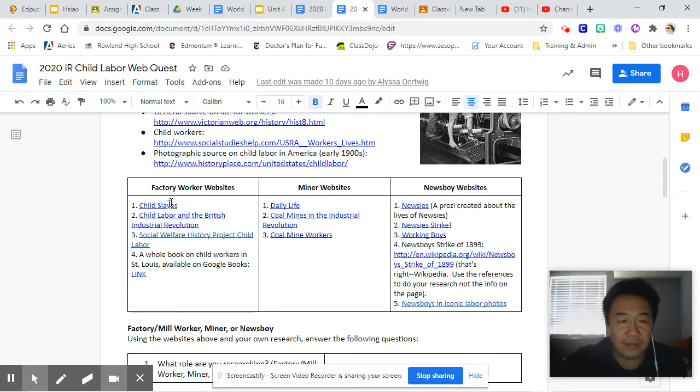There's one about child slaves, and then the British Industrial Revolution, very similar to the sources that we saw in the Ed puzzle. And then, of course, there's more information here. And then there's a whole book that talks about child workers during factories, and here's the link for that. The miners has a few less resources, but there are links to the daily life, Industrial Revolution, and coal miner workers.